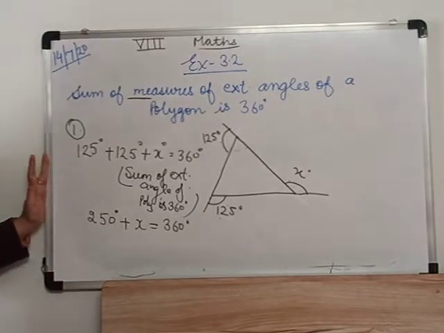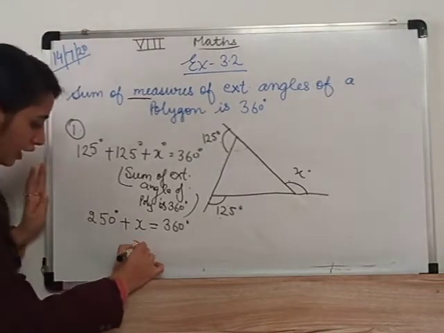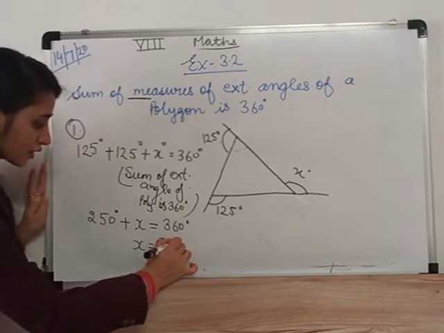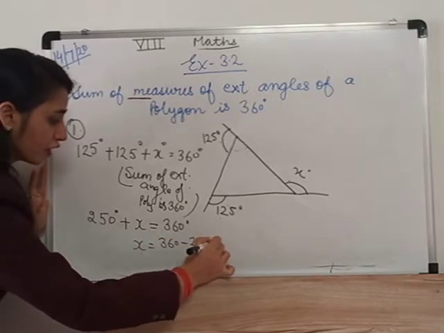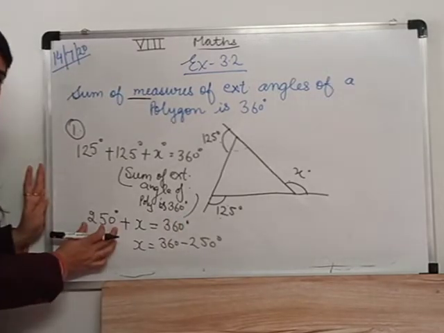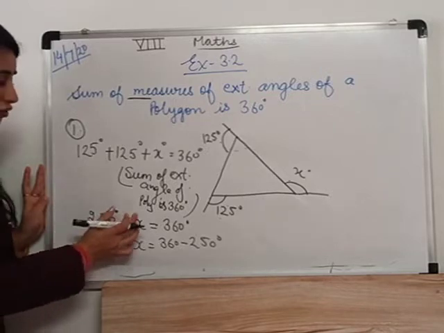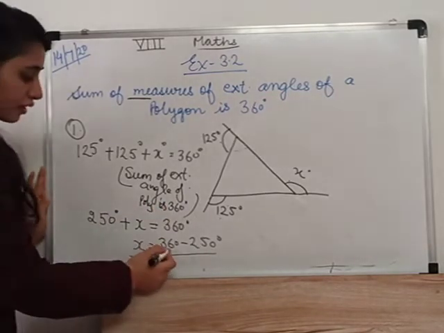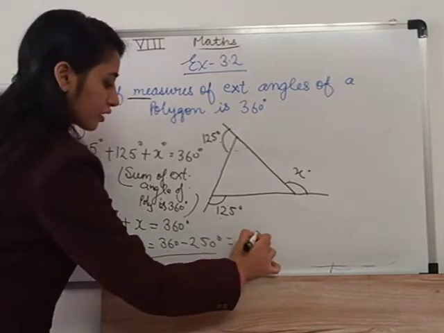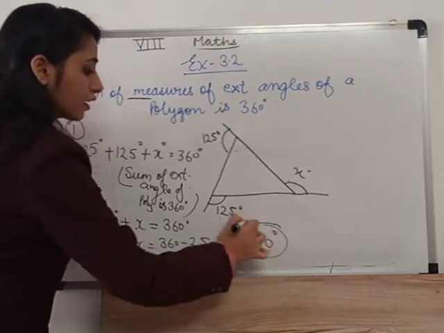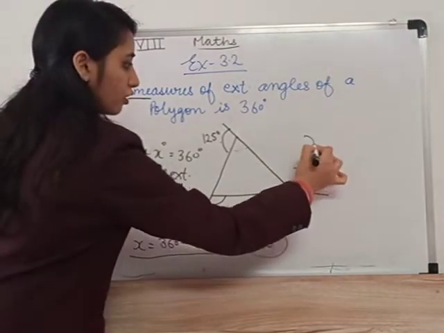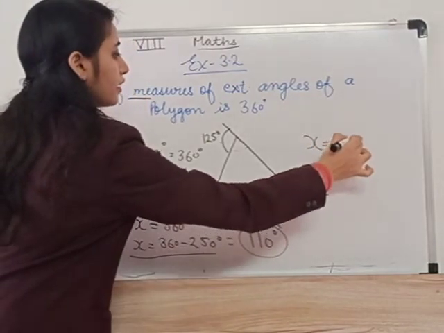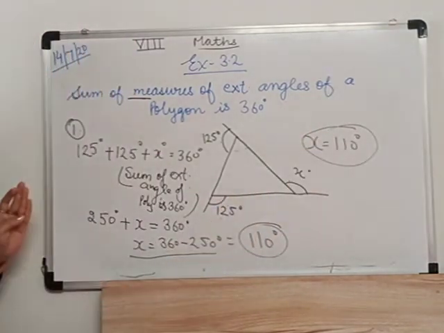So how can we find the value of x here? x is equal to 360 minus 250, because 250 is with a positive sign on the left side, and when we shift it to the right side, it comes with a negative sign. Then 360 minus 250 is equal to 110 degree. So the value of x is equal to 110 degree. This is the very simple method.